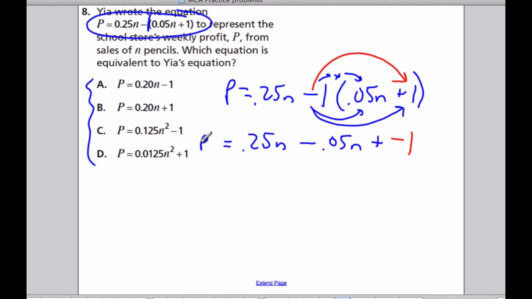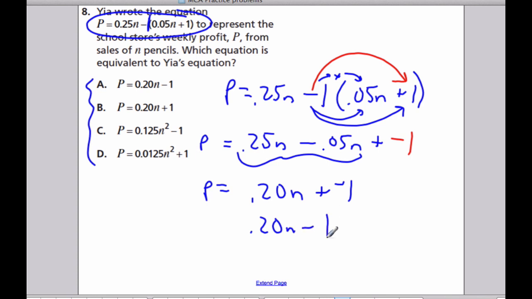Can I combine any like terms? And again, I see I've got 2 here I can combine. 0.25n minus 0.05n. It's like 25 cents minus 5 cents leaves me with 20 cents, or 0.20n. And then this plus a minus 1 can also be written as just minus 1. That's equal to P. So I can rewrite that if I need to, 0.2n minus 1. These two are the same thing. Just depends on how you see it.